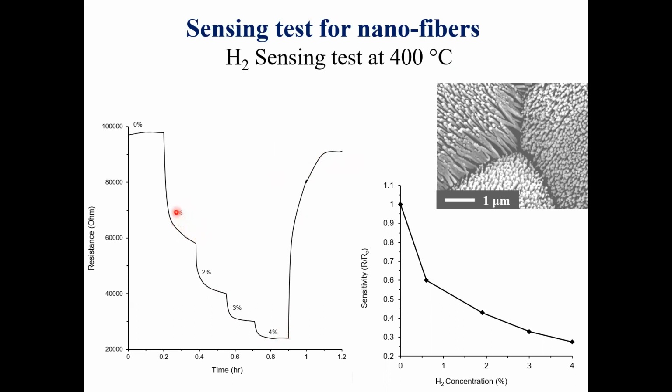If we take the 90% response values from this dynamic curve, we can plot this normalized response. This is not really sensitivity, but response as a function of hydrogen concentration. You can measure this normalized resistance, and you can figure out from this calibration what the hydrogen concentration is. It looks like this type of structure is working more or less as a very good hydrogen sensing device.